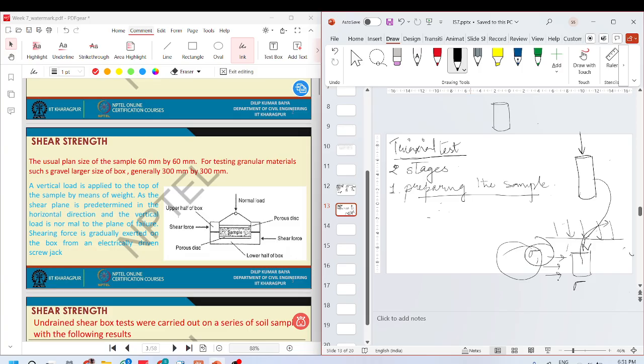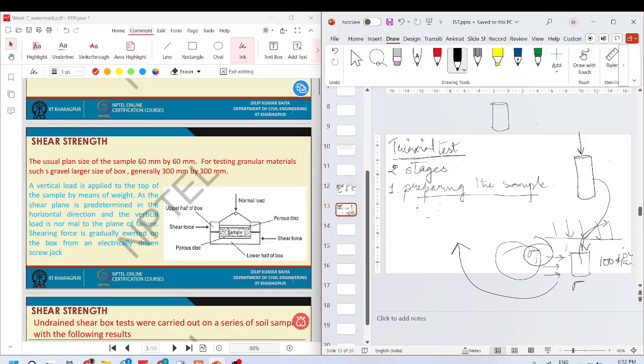So I will take this soil, and it also depends on what kind of test I want to do. For example, the confinement was 100 kPa. What I want to do now is take this soil and confine it with the confining pressure of 100 kPa, let's say, so that I replicate what is present in the field.